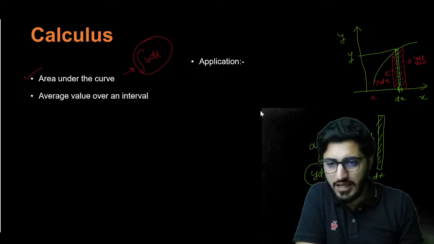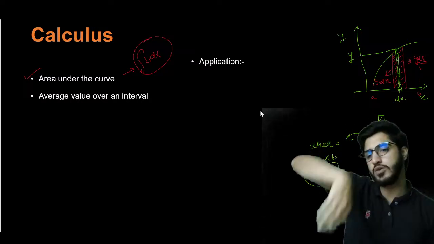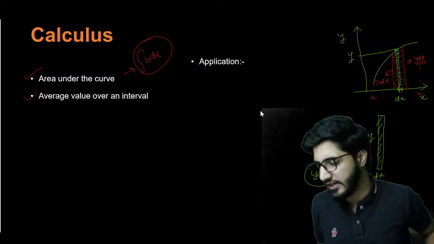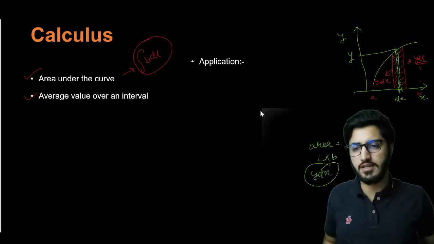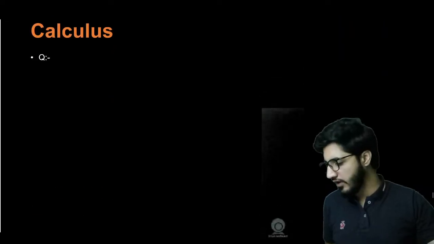If this point is a and this point is b, we take the limits from the lower limit a to the upper limit b. Also, we can take the average value over an interval. I will make you understand this. Now I will take some numericals so that you can have a very clear view on integration.